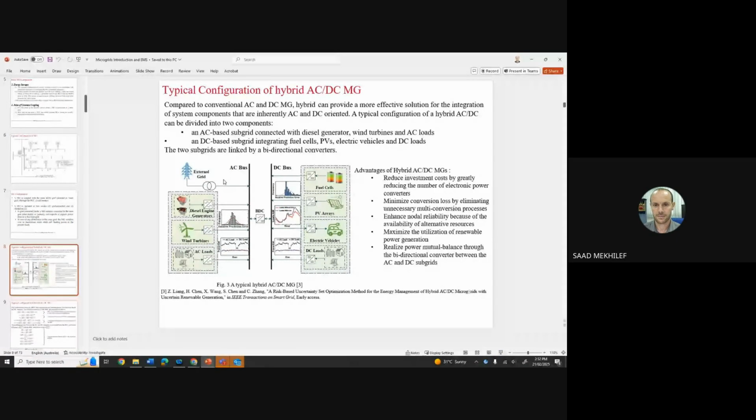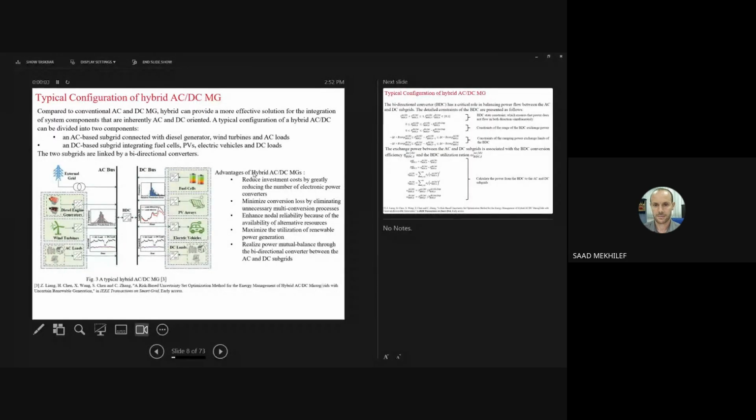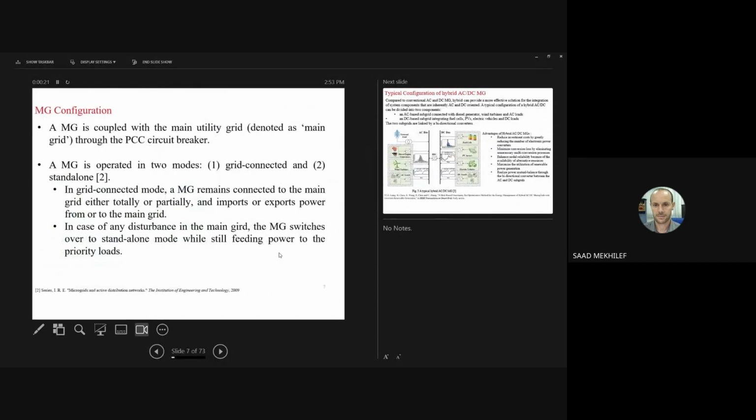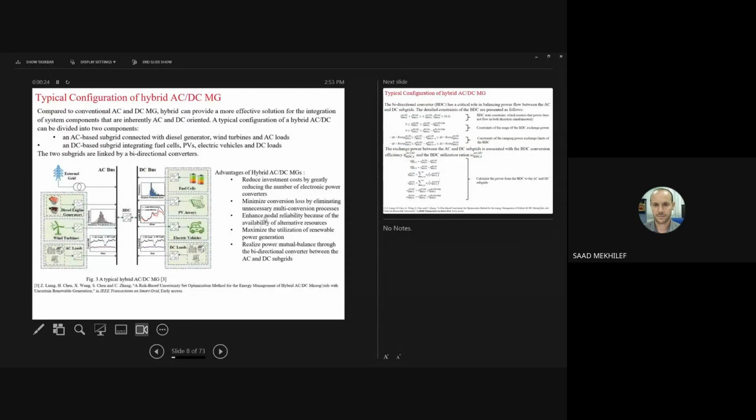I hope now everyone can see the slide. So some of the advantages of the hybrid, when you're having a hybrid microgrid, is reduced investment costs because of reducing the number of electronic power converters. We've seen a few types of microgrids, but one of the good things about this hybrid is reducing the number of power converters. Because if it is DC, then all the loads are connected to DC, so you don't need a converter for them. And then it minimizes the conversion losses.